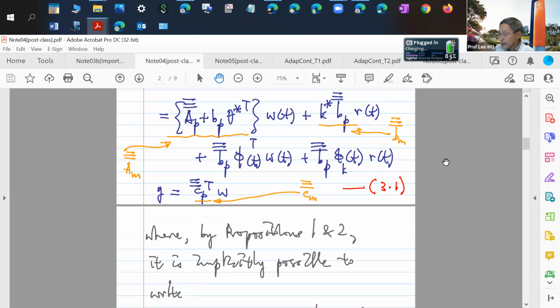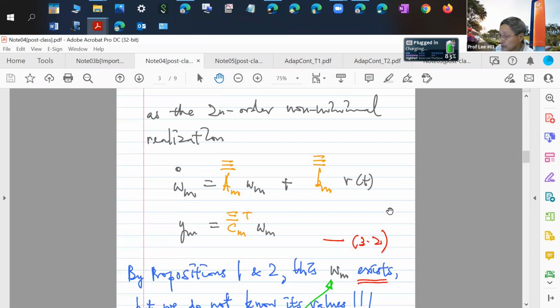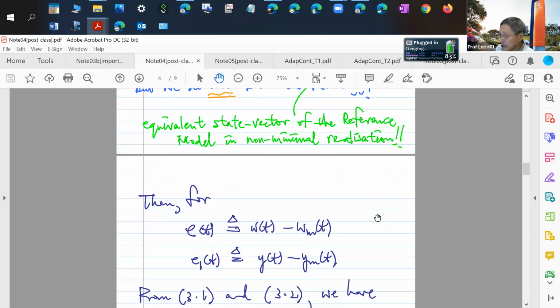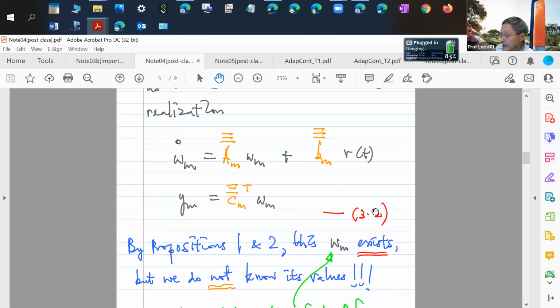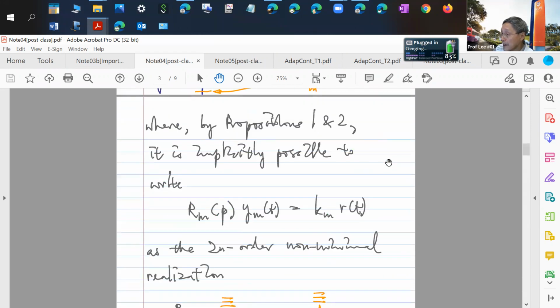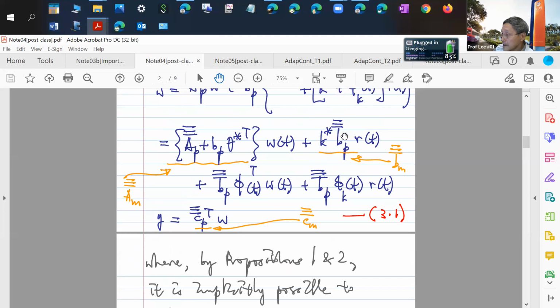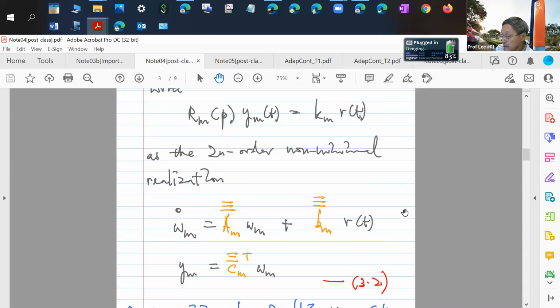Okay, be very clear that this is how it comes up. Take 3.1 minus 3.2. When you take 3.1 minus 3.2, you will begin to see what happens: this B_M triple bar part gets away. Then you are left with these two things down there, which we will carry.